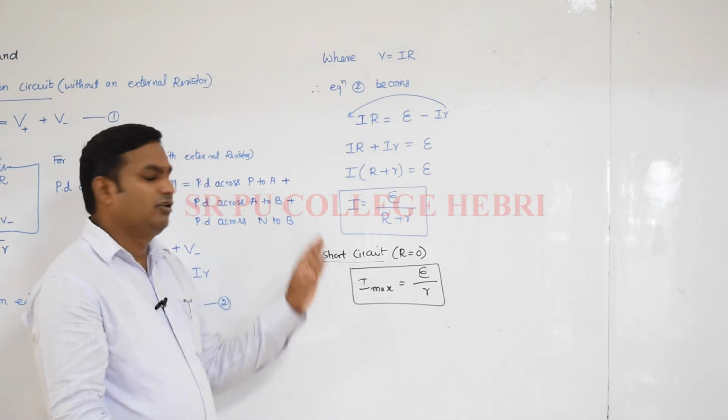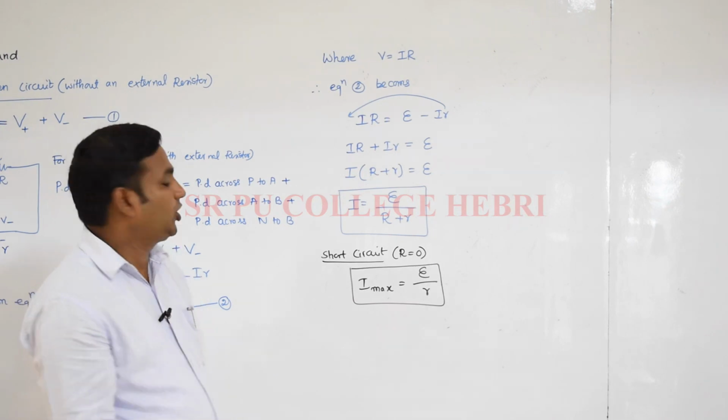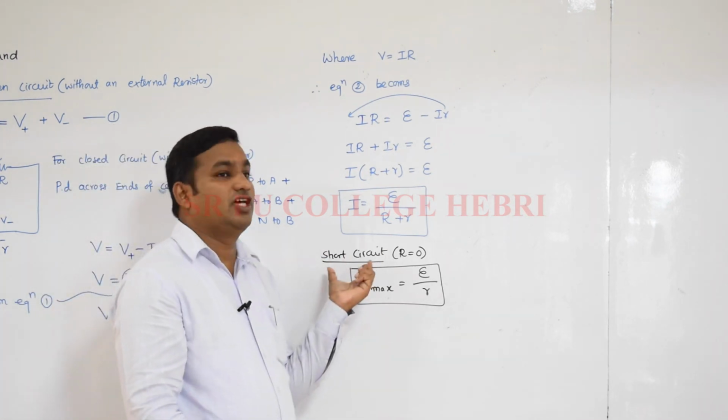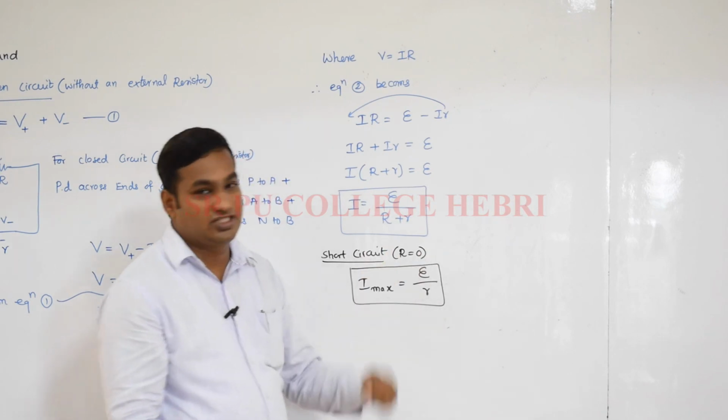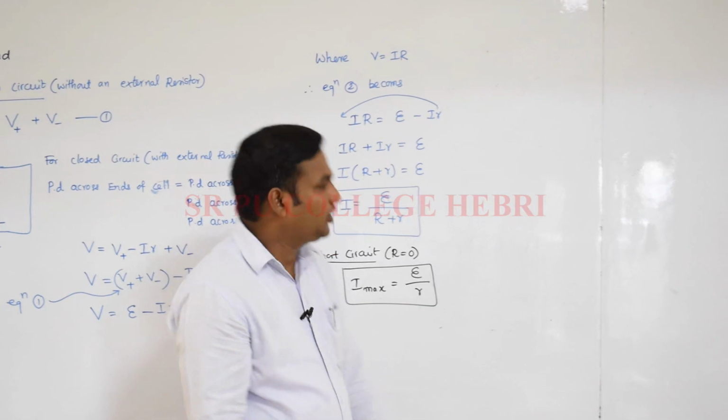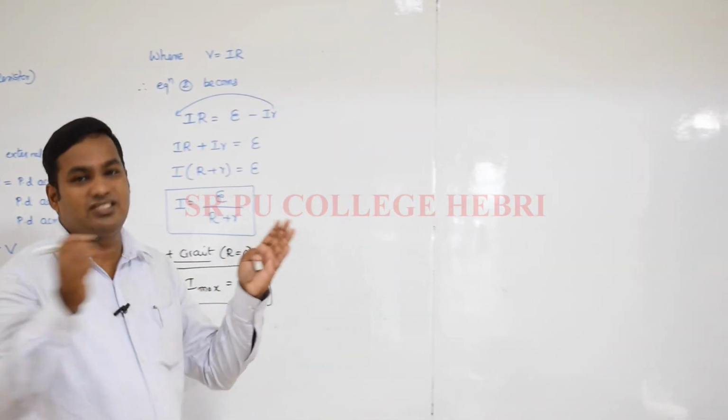This is a question they're going to ask in a competitive exam. What should be the maximum current drawn from the cell if a circuit is short circuited, or external resistance R is equal to 0?